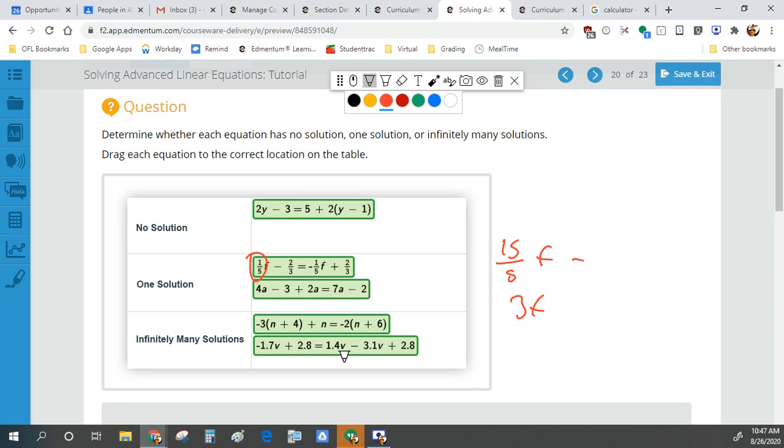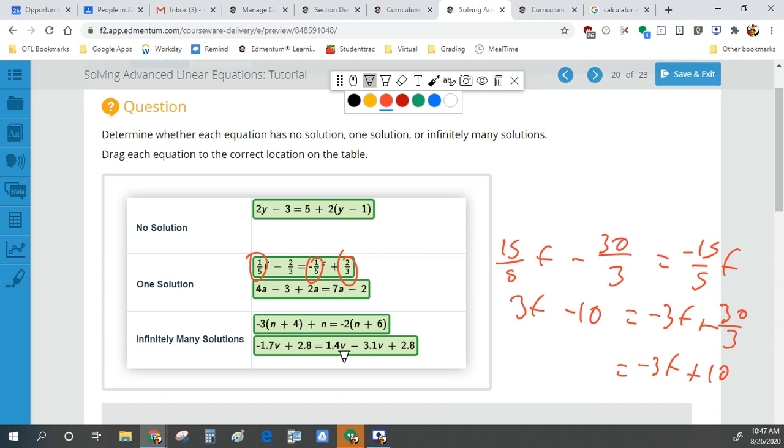And then I'm going to get 15 times 2, that's 30 divided by 3. That's just basically going to give me this 10. And then I'm going to get equals to -15 divided by 5 times f. That's just going to give me this -3f. And then 2 times 15, that's 30 divided by 3. That's just going to give me a +10. So that's how I kind of deal with fractions, guys.